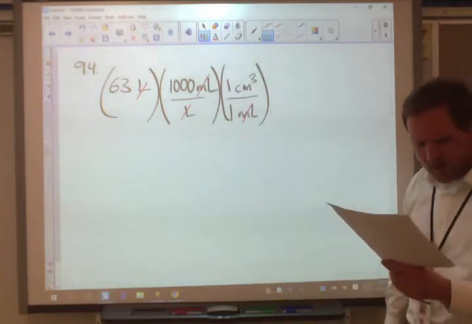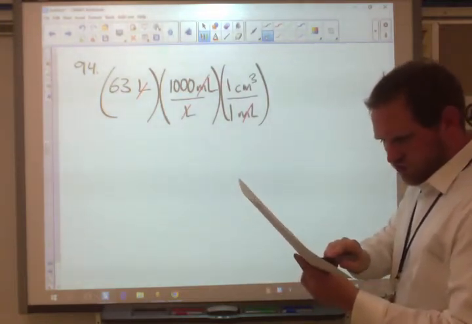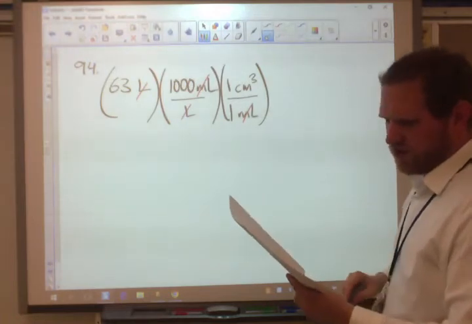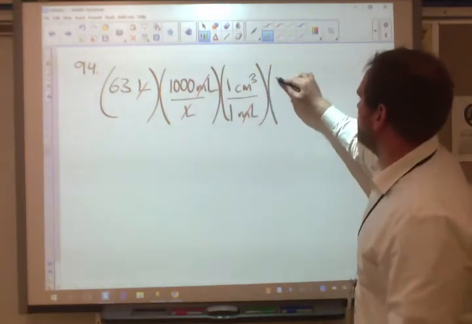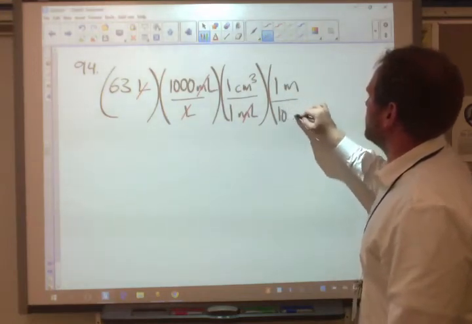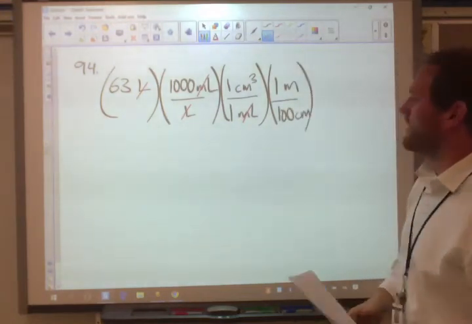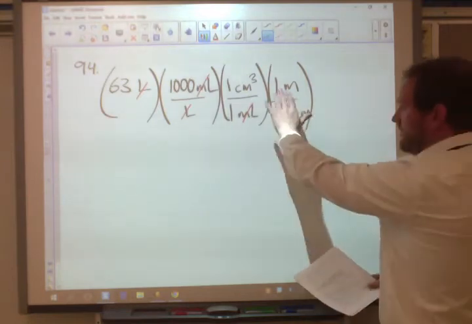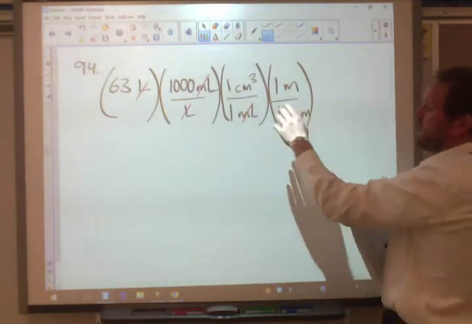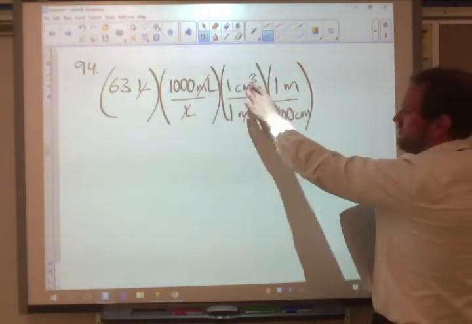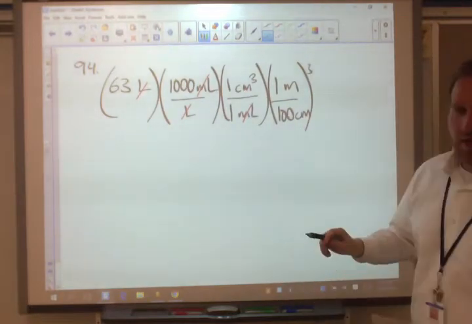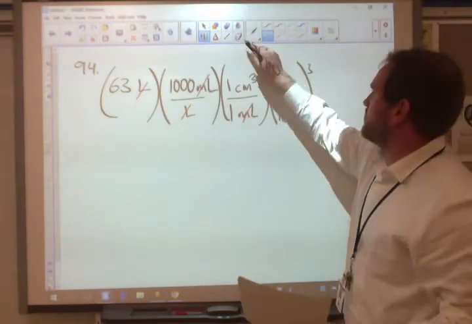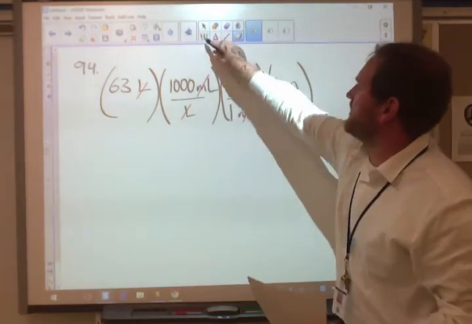I want to get this into meters cubed. So I know 1 meter is 100 centimeters. So I'm going to go 1 meter over 100 centimeters. By the way, the way I know which one to put on top is I look at my units. If I want to get meters, I'm going to go centimeters on the top, centimeters on the bottom. Now what you can do is cube this, but then you got to remember to cube this. So what I always prefer to do is just rewrite it twice more.